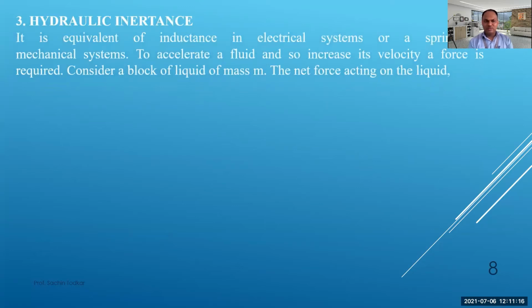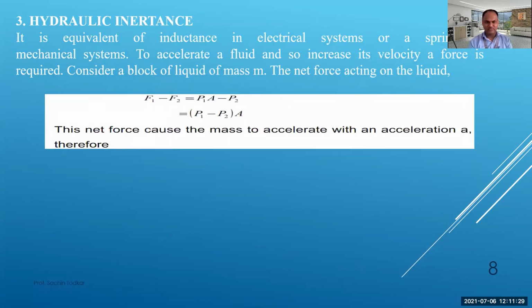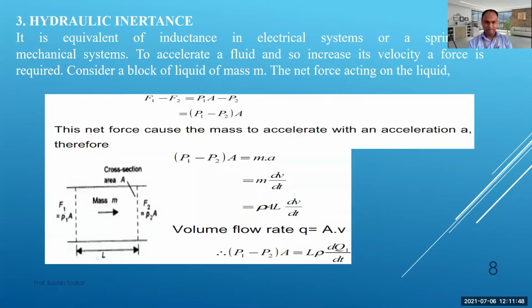Now the third terminology, that is hydraulic inertance. Inertance is equivalent to inductance in an electrical system. So how we are going to find that hydraulic inertance, we are going to see here. F1 minus F2 is equal to P1 minus P2 into A. This net force causes the masses to accelerate with an acceleration a. Therefore, P1 minus P2 into A must be equal to mass into acceleration.